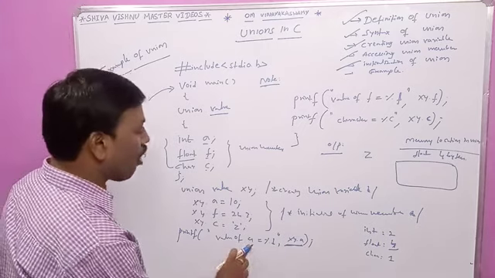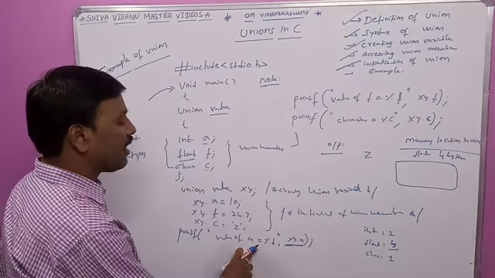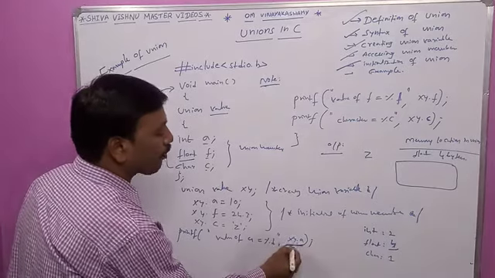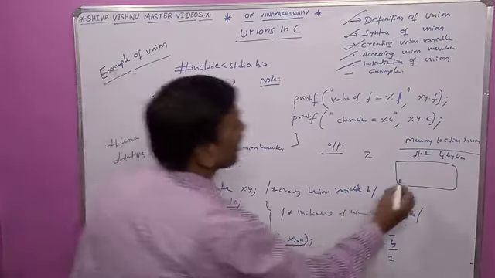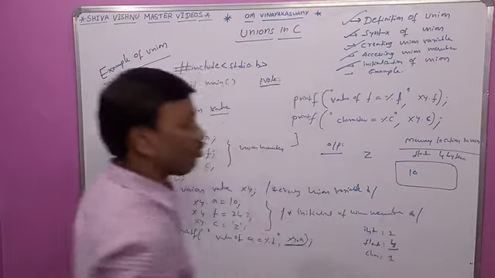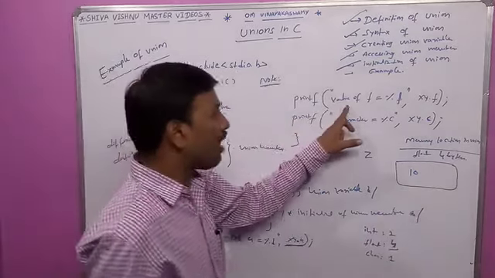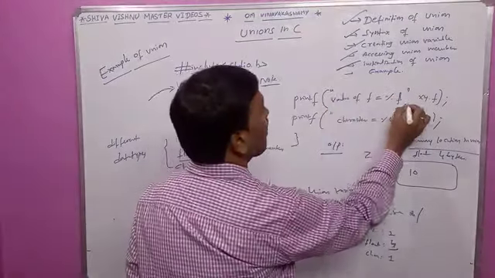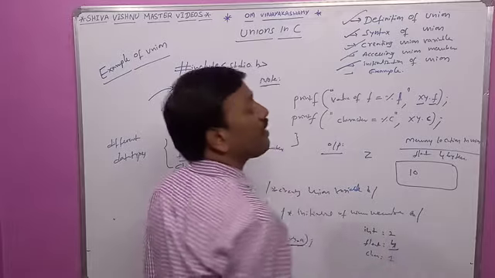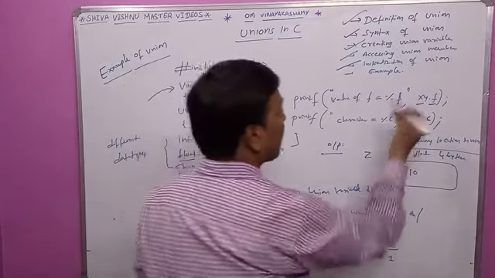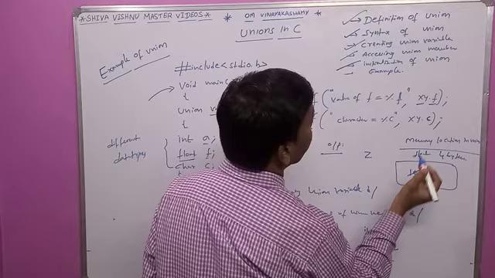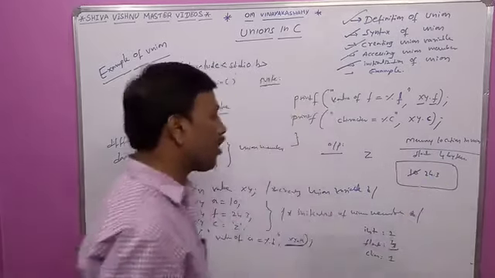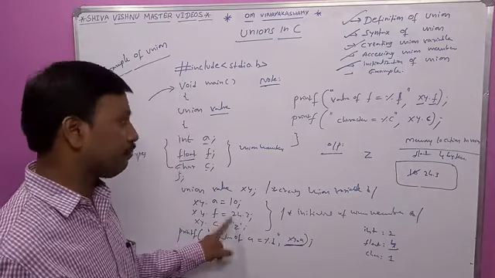Here you can see printf, "value of a equal percentage d" within quotation, x the variable name dot a. Now 10 will be stored in the single location. Next you come to the value of f. Here percentage f within quotations. This is the variable, this is the union member. Next this is an overlap. Next it will store 24.3, that is a floating point value.